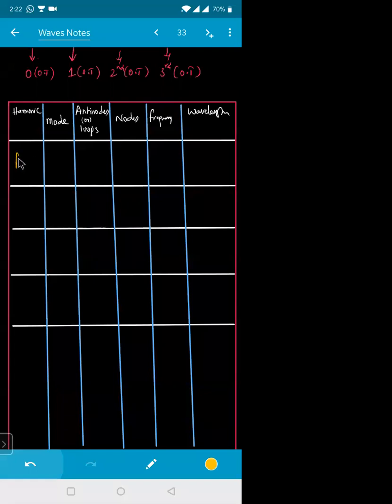If I'm talking about the first harmonic, mode will be equal to how much, beta? This one is known as the fundamental mode. So antinodes or loops will be equal to how much, beta? One loop. Nodes will be equal to 2. Frequency will be equal to N1. Wavelength will be equal to how much, beta, right now for me? 2L divided by 1. Antena? Lambda by 2 equals L, so lambda is equal to 2 times L. Antena?